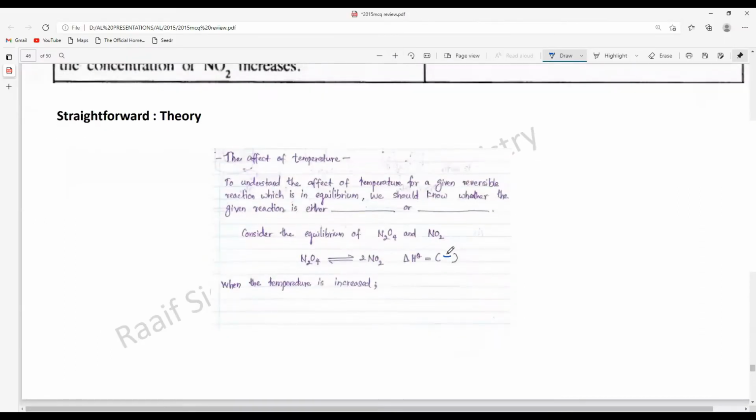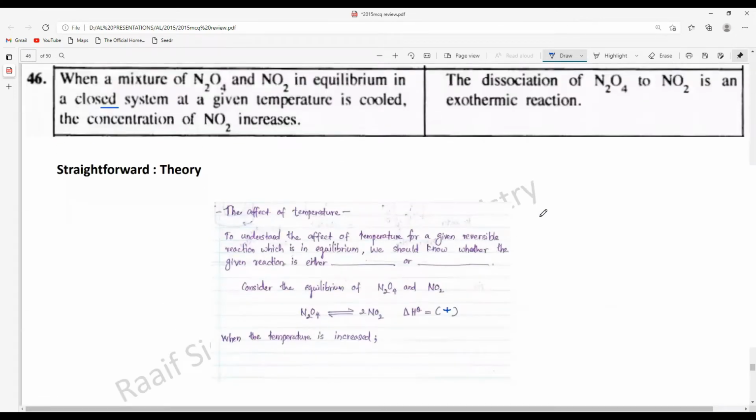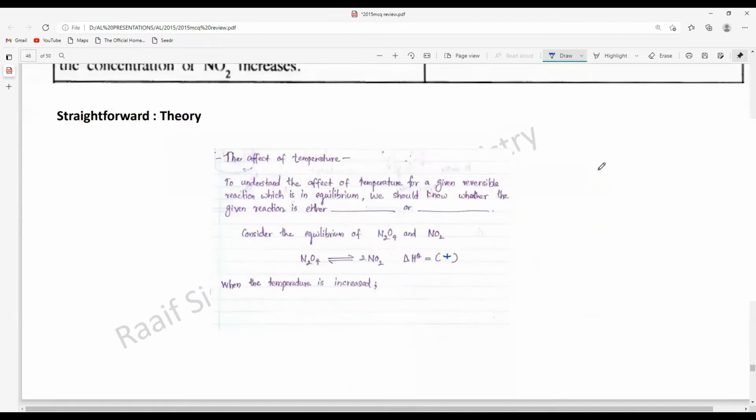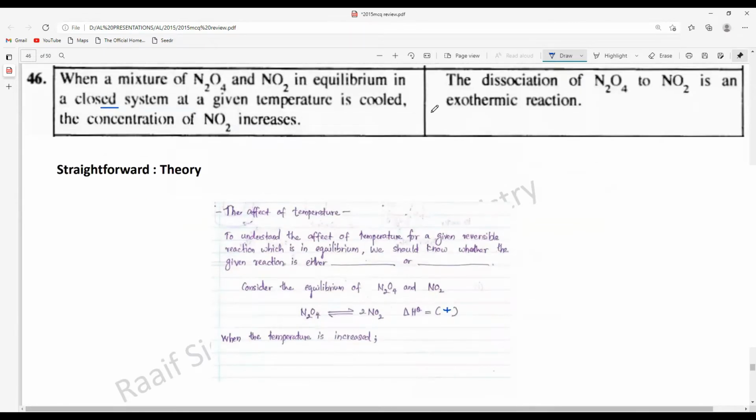The enthalpy is more or less endothermic. So what is going to happen here, I will go with the second one. The dissociation of N2O4 to NO2 is an exothermic process. Normally this is not an exothermic process. This is an endothermic process. So this is actually wrong.